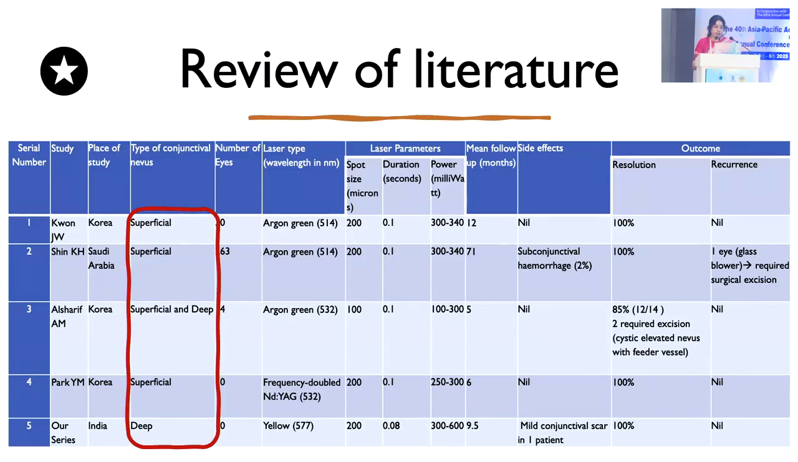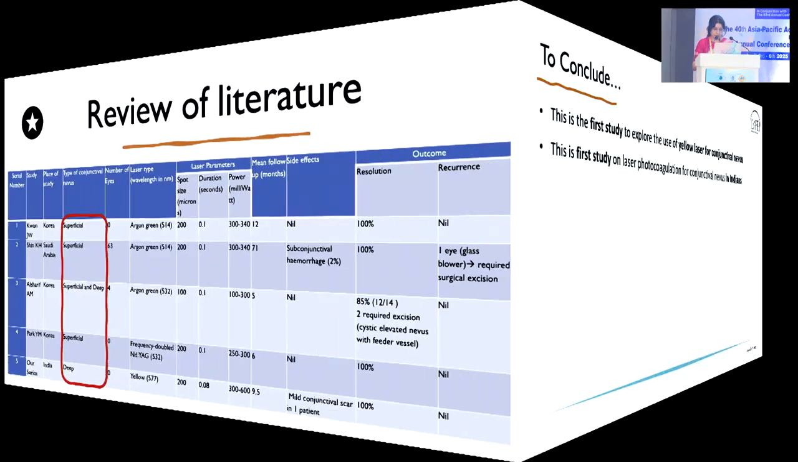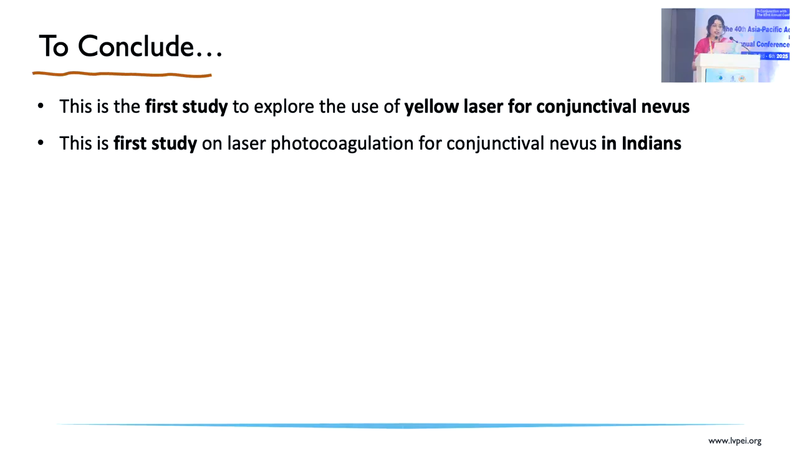A review of literature showed that there were 4 existing studies which used argon green laser and frequency-doubled Nd:YAG for such lesions, but all of them were superficial lesions, and all the patients we treated had deep lesions. Thus, to conclude, this is the first study to explore the use of yellow laser for conjunctival nevus. This is the first study in Indians.